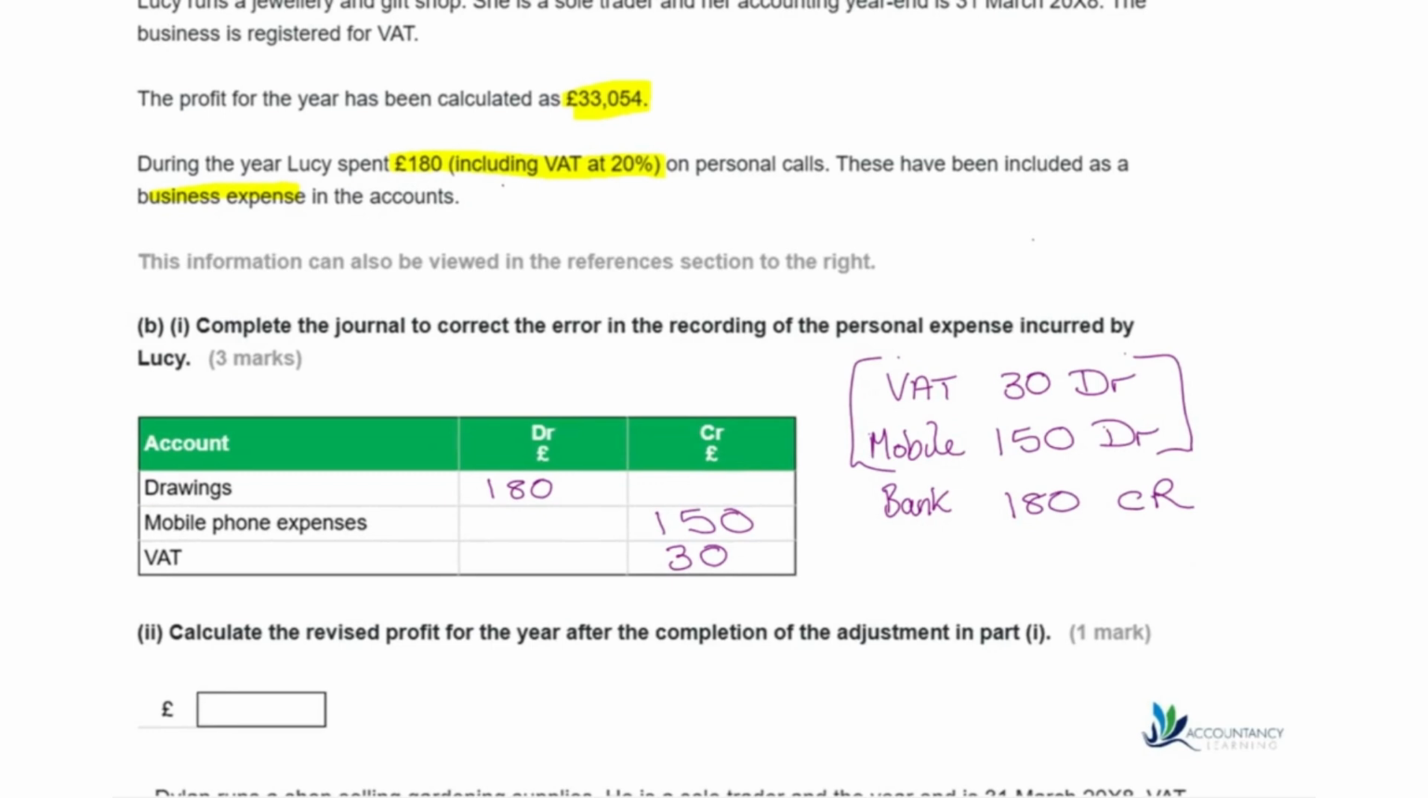So we now need to calculate the revised profit for the year after completion of the adjustment that we've just done. So we had 150 that's been taken out as our expenses in the original profit figure. So we need to take the original figure, and then we're going to add back in the 150 for those mobile expenses, those personal calls. That gives us £33,204 as the revised profit.